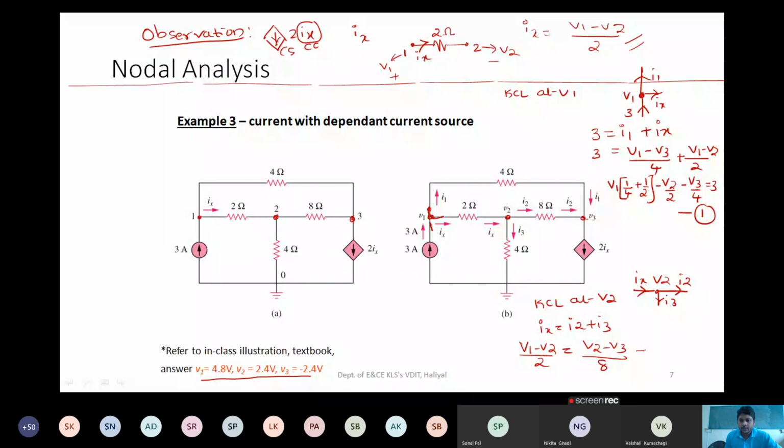Okay. Then what we have is I3. I3 is nothing but the current flowing from node 2 to ground. Ground means 0, so you can write simply V2 by 4. So this you can rearrange in terms of V1, V2 and V3, and call it equation number 2.